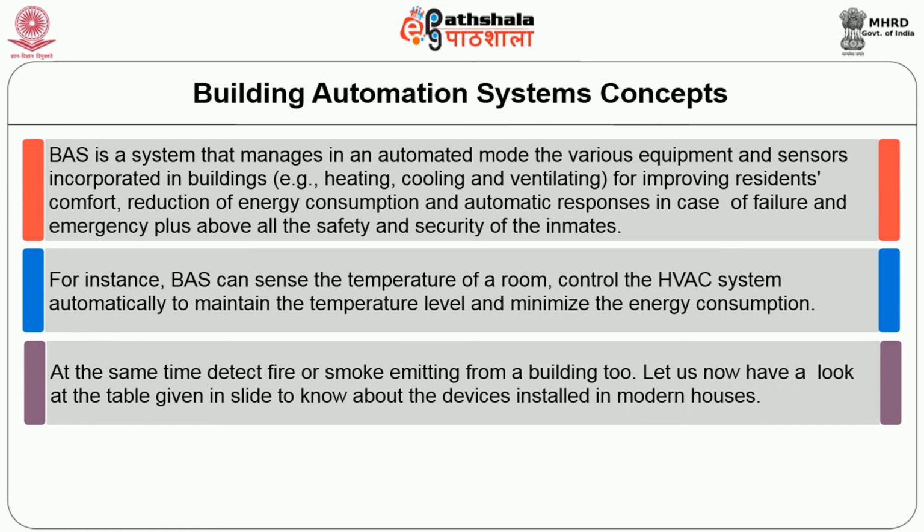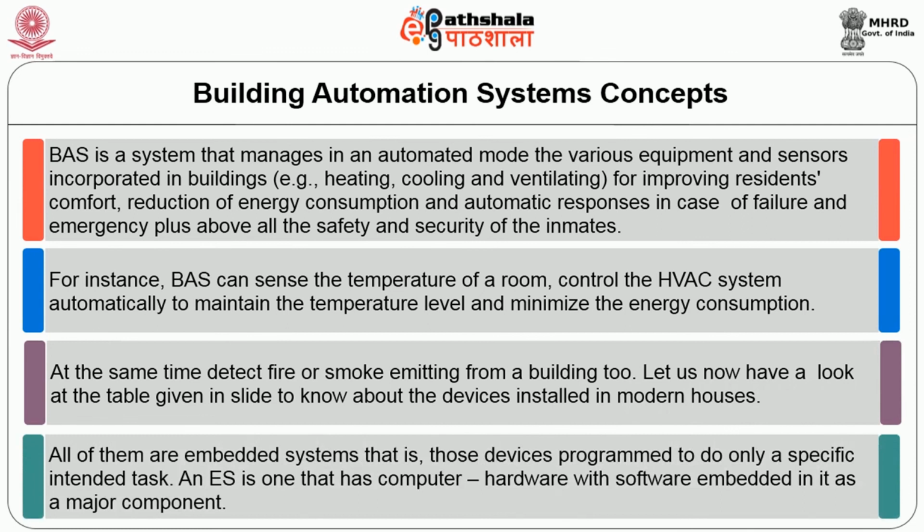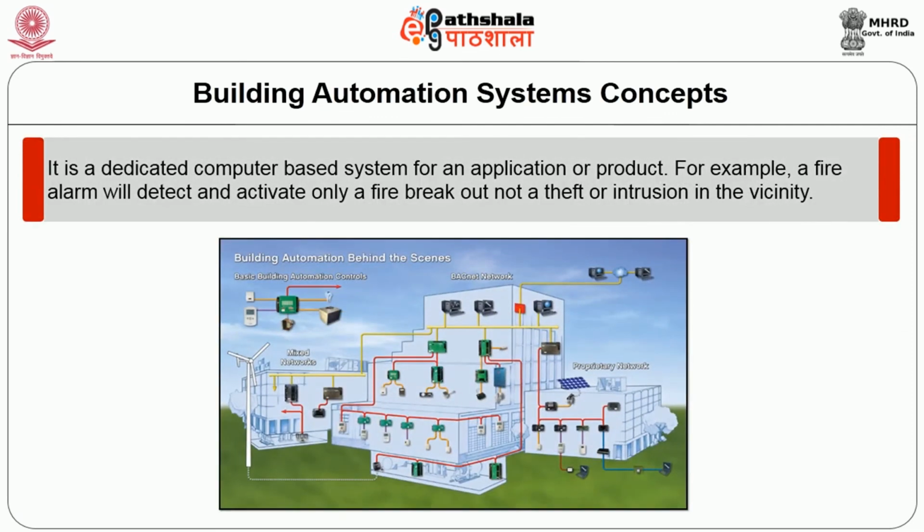Let us now have a look at the table given in the slide to know about the devices installed in modern houses. All of them are embedded systems, that is, devices programmed to do only a specific intended task. An embedded system or ES is one that has computer hardware with software embedded in it as a major component. It is a dedicated computer-based system for an application or product. For example, a fire alarm will detect and activate only for a fire breakout and not a theft or intrusion in the vicinity.